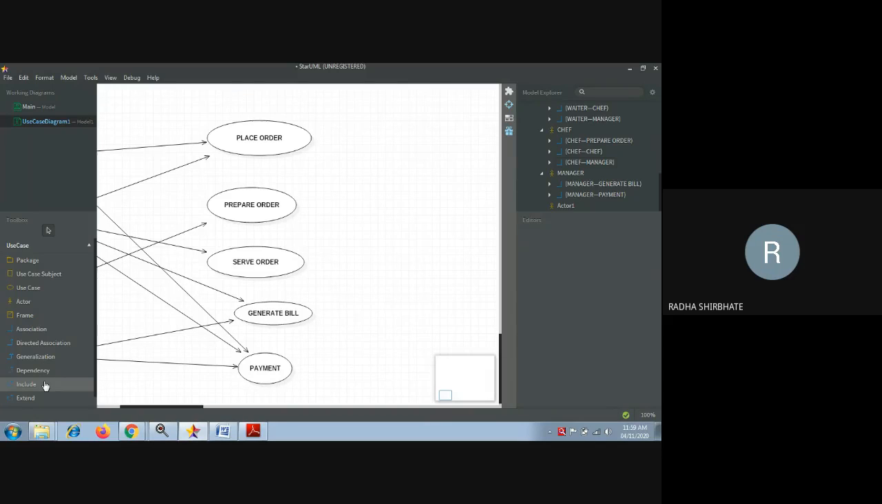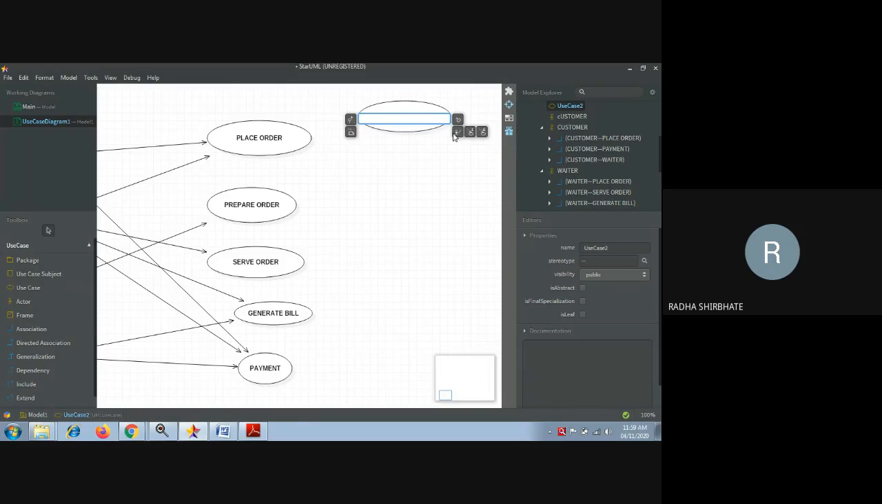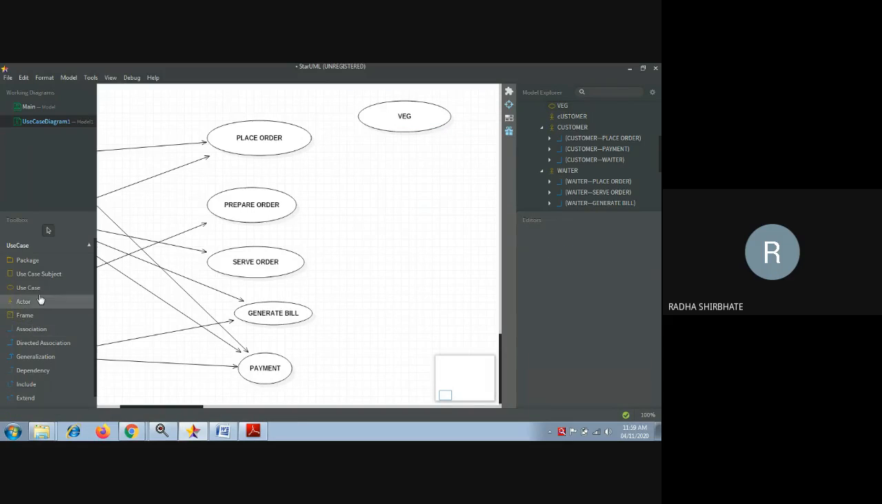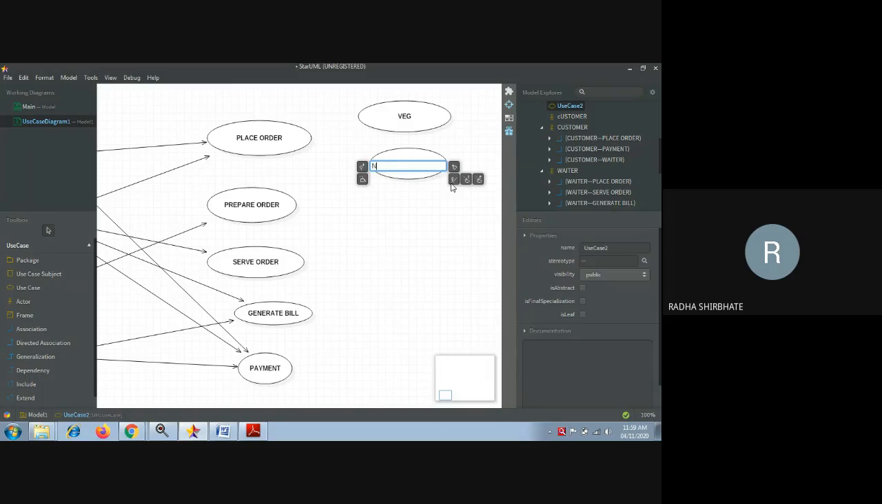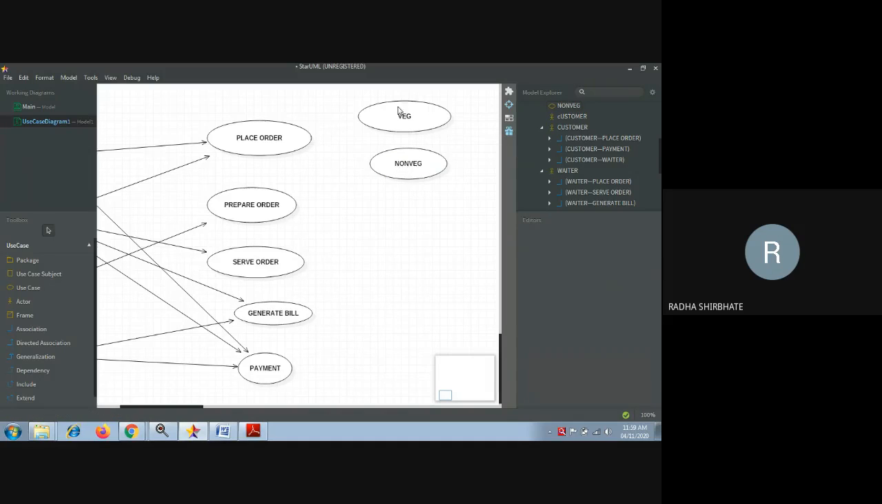Now, what is an inclusion use case? An inclusion use case is one that is part of another use case. So how can we draw that? First of all we have to define the use case. Whenever we are placing the order, we have to identify whether your order is veg or non-veg. That will be the category of food available in the restaurant. So we will write down over here. These are the use cases that are part of the place order use case, so we can say it's an inclusion use case of place order.